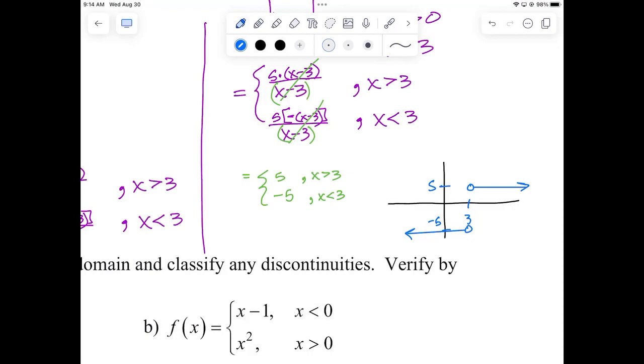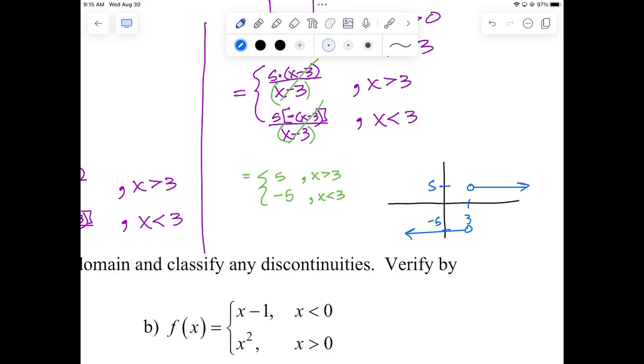And that's what the graph looks like. Anything to the left of 3, like over here at -5, you put in a -5, what are you getting out? A -5. What do you put out at -20? You're getting out a -5. It's -5 everywhere to the left of 3. And then everywhere to the right of 3, it's 5. So the question is, what's happening to the graph at 3?